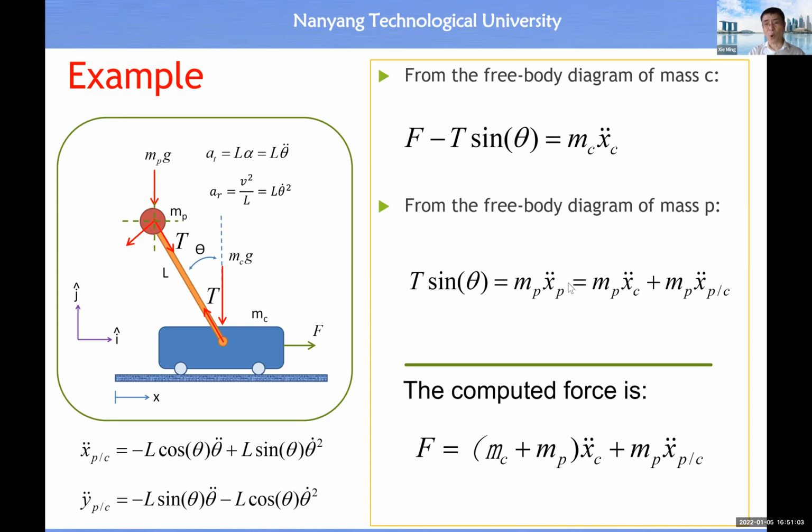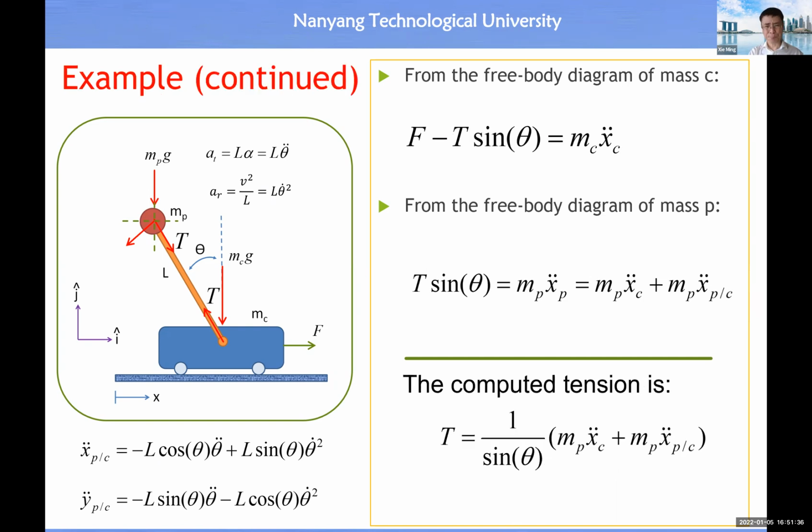Then the acceleration of the ball with respect to the ground should be equal to the acceleration of the mobile base plus the acceleration of the ball with respect to the mobile base. So then we have this equality. Adding this equation and this equation, you should be able to get this equation. This is the way for us to calculate F if we have the intended acceleration for the mobile base and the intended acceleration of the ball in the horizontal direction with respect to the mobile base.